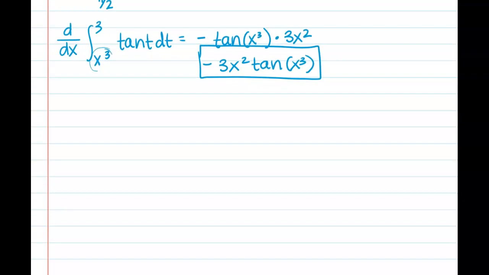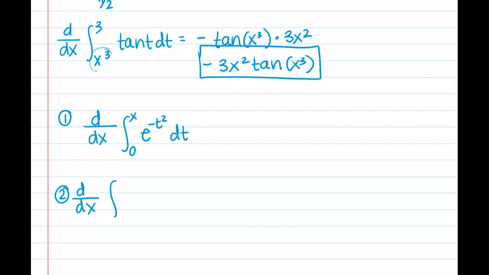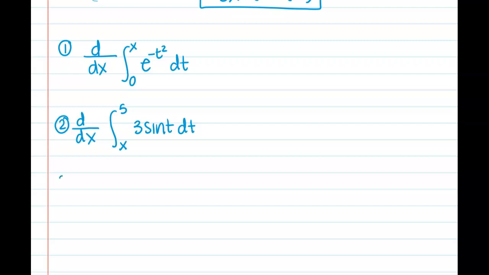I'd like you to pause the video and try a few more. Try the derivative of the integral from 0 to x of e to the negative t squared dt. And try the derivative of the integral from x to 5 of 3 sine of t dt. And lastly, try the derivative of the integral from 1 to x squared of cosine t dt. Again, please pause and try these, see where you get.